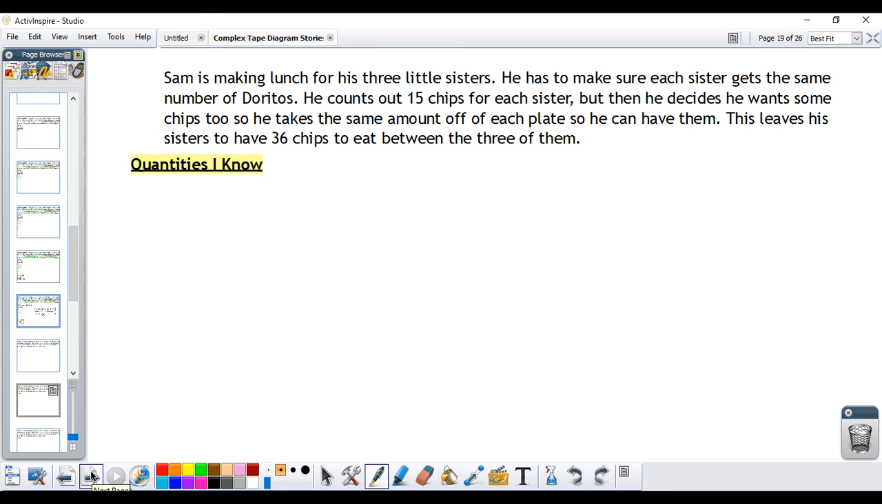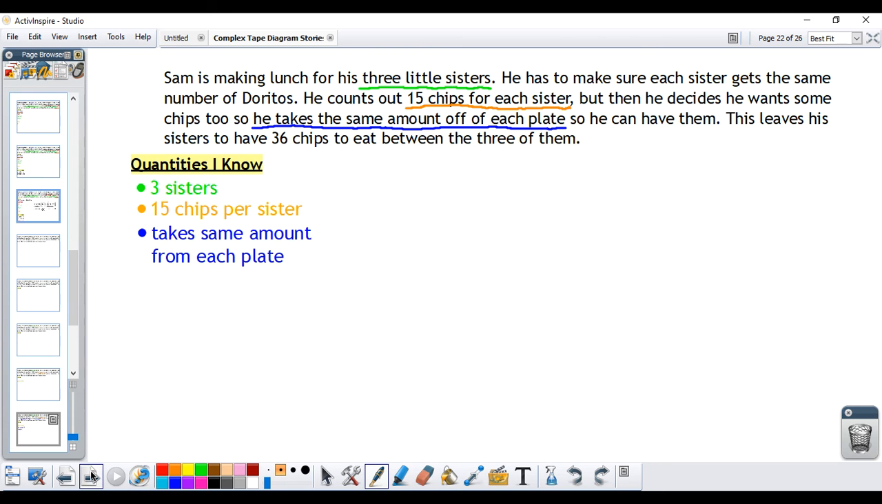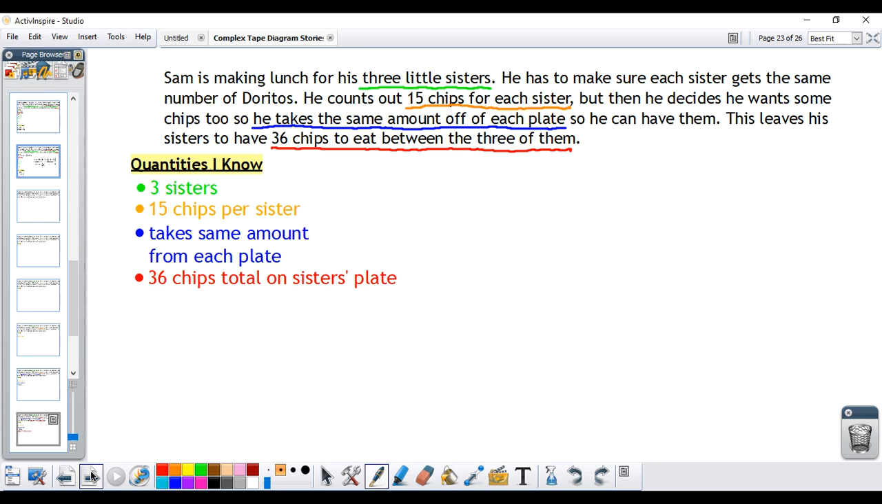So the quantities are the numbers that I know. I know that he has 3 sisters. I know that there are 15 chips per sister. I know that he takes the same amount from every plate. And I know that that leaves 36 total if I add up all of the chips on his sisters' plates. If I add them all together, there are 36 total.